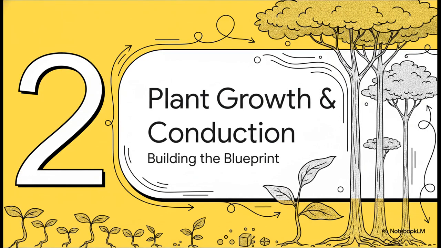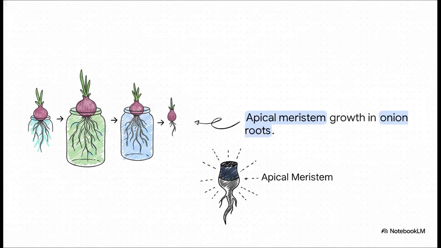Which perfectly brings us to section 2, plant growth and conduction. Let's shift our focus here and ask a pretty basic question. How exactly does a tiny, fragile seedling become a massive, towering tree? Well, if you take a standard onion bulb and just place it in a jar of water, you're going to see roots sprout and lengthen over a few days. It's a classic experiment.